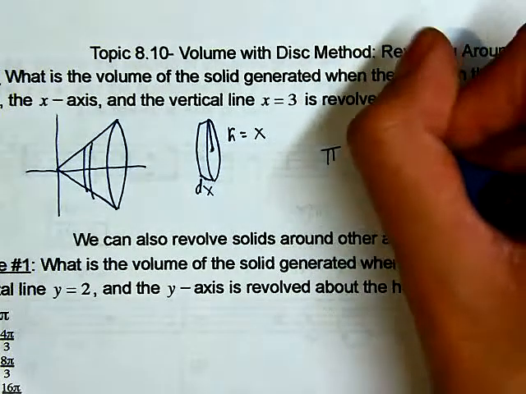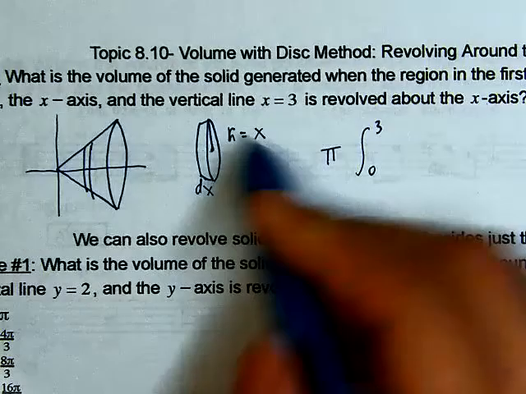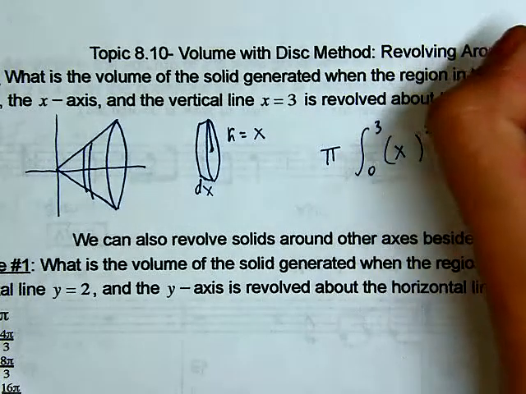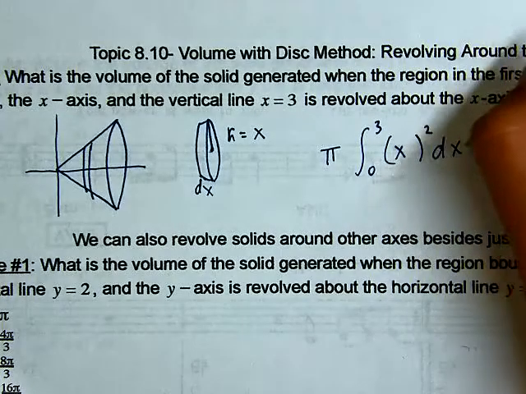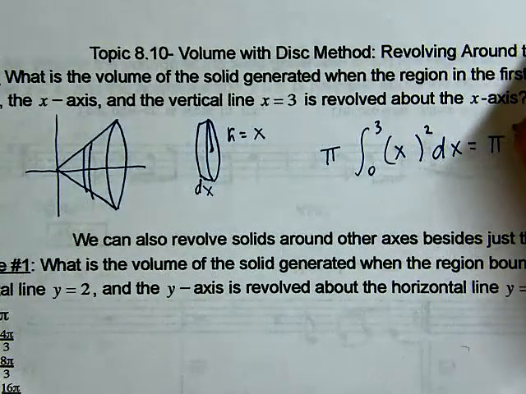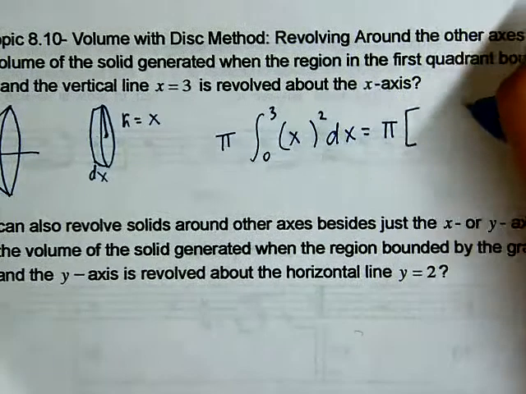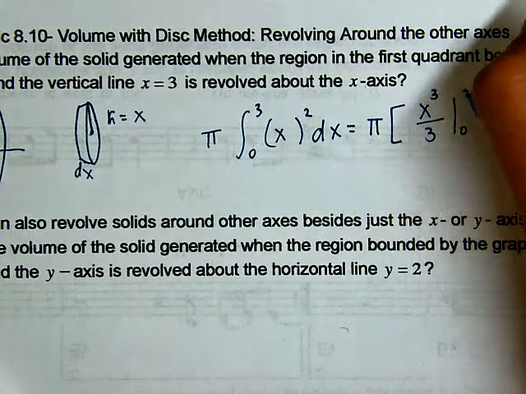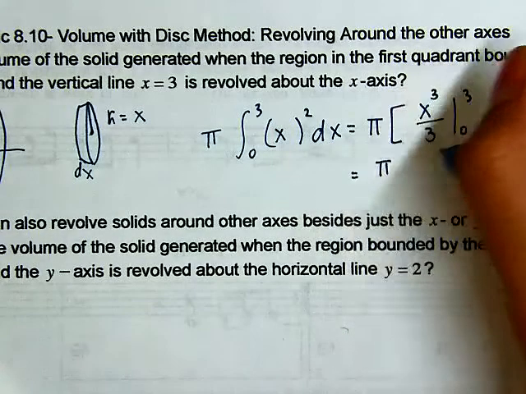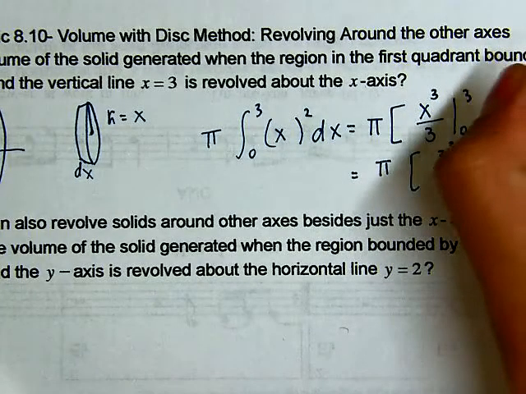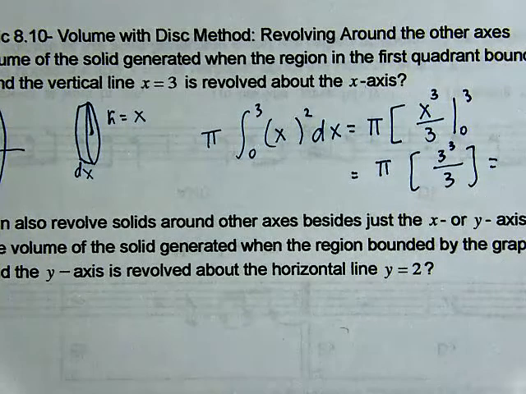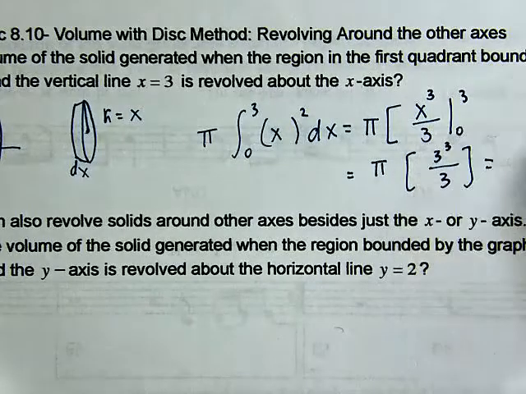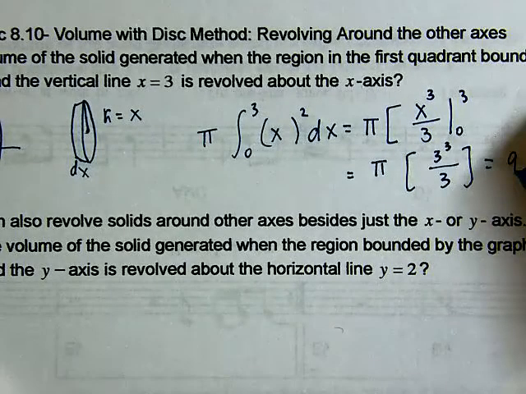So we will use the same formula. This time our boundaries are from 0 up to 3. The problem told us so. x is my radius, so that is what I will square, dx. From here, we will go ahead and do it by hand. So when you have 3 to the third over 3, one of the 3's divides out with that bottom 3, so you just end up with 9 pi.